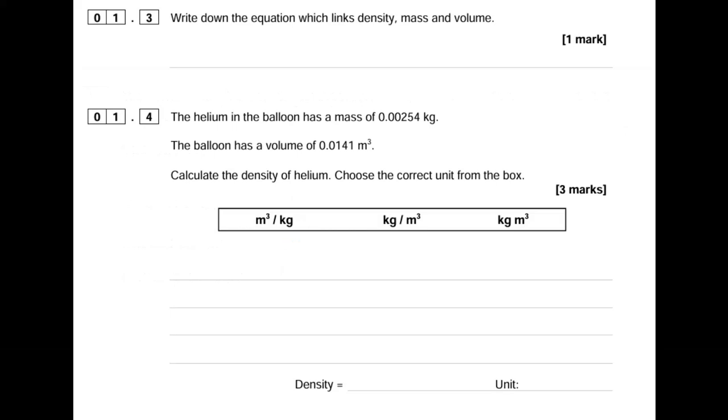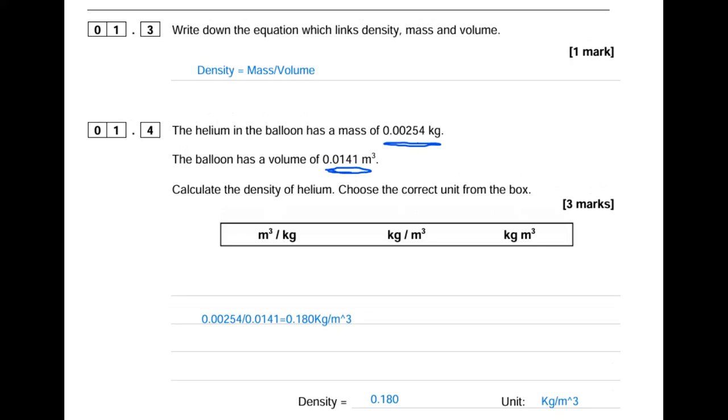Now, the second part of question 1 is focused on maths, with 1.3 asking you to write down the equation which links density, mass, and volume, which you get given in your formula book. However, for this specimen paper, formula books weren't given out, they were only given for specific formulas. And 1.4 asks you to work out the density of helium with a given mass and volume. Now, the answer to 1.3 is density equals mass over volume, which, as I said earlier, you can just fetch from your formula book. And for 1.4, it's rather simple.